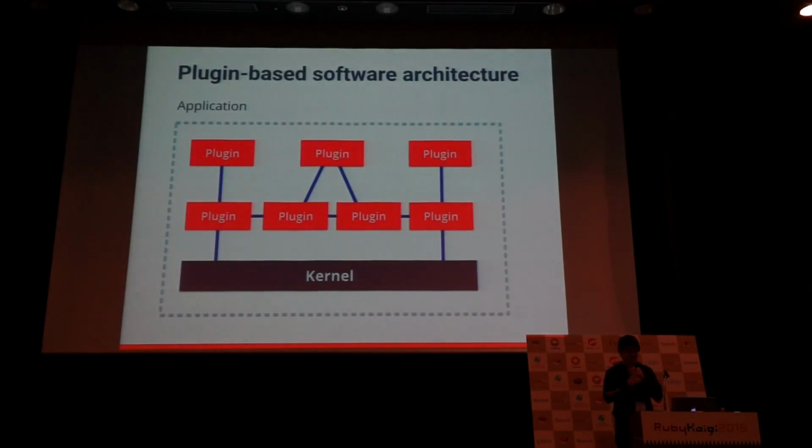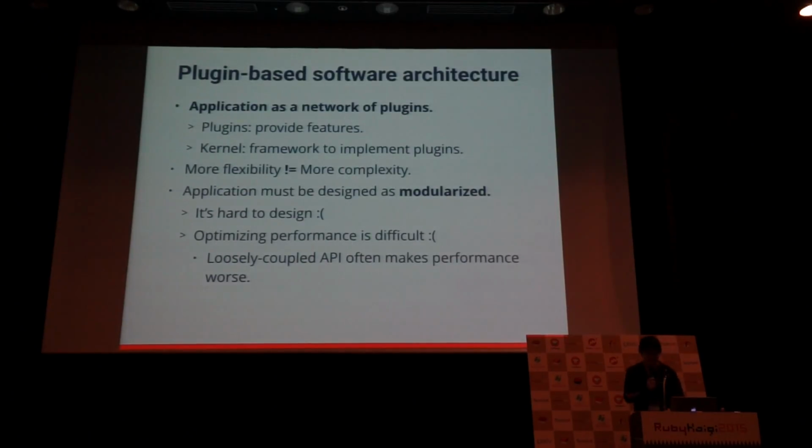Another idea is like this. There is a thin kernel, and almost all functionalities are implemented as plugins. Plugins talk to each other and form a sort of network to provide features. In this case, the kernel itself is just a framework to implement plugins. Most of the features are implemented as plugins. And the good thing is that because almost everything is plugins, adding more flexibility does not mean more complexity of the core, because the core is always a thin layer in the application.